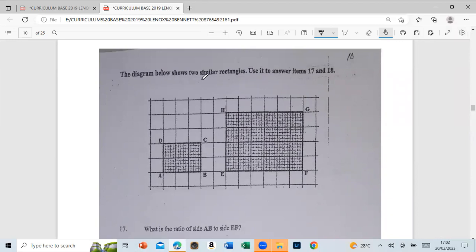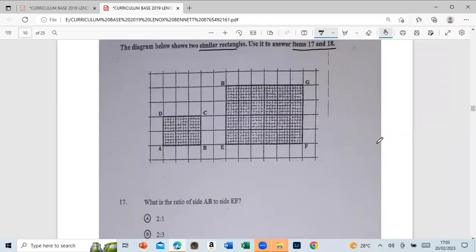The diagram below shows 2 similar rectangles. Use it to answer items 17 and 18. Alright, you guys, attempt this one before I even do the solution. What is the ratio of the side AB to side EF? So that's the side AB to side EF. Now I'm going to color code it.